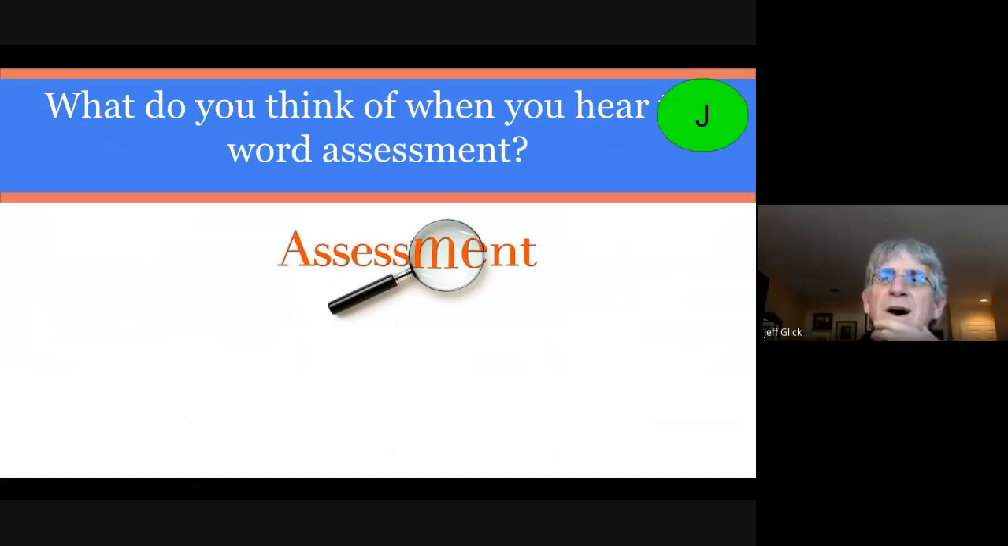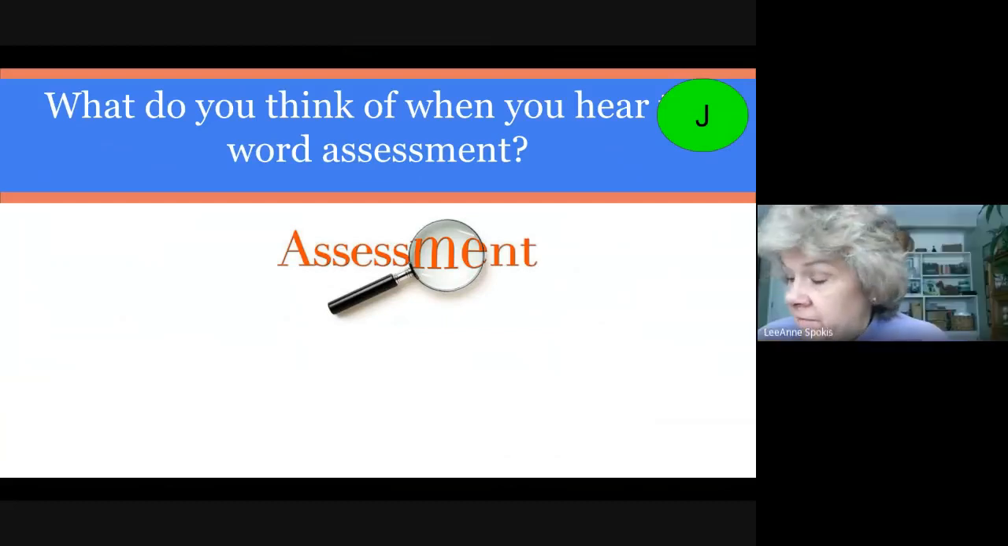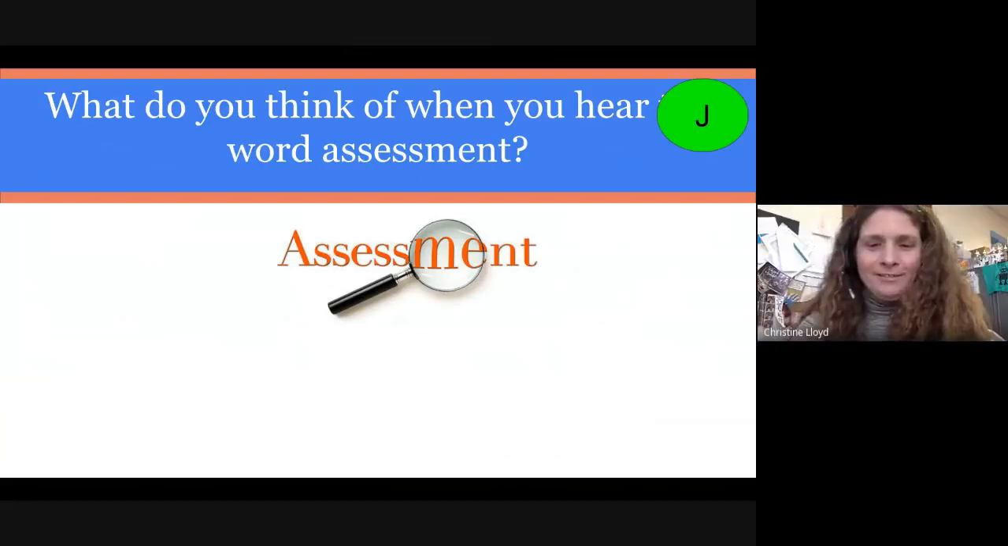Any other thoughts? What do you think kids might say if you said assessment? They'd say test. Right? Give me gum so I can chew and make it through MCAS. Perfect. Accommodations. That's what I'm hearing there.